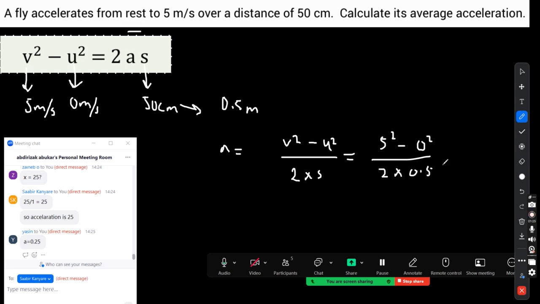Okay, we know that this would be 1, and then this obviously doesn't count, so 5 squared would be 25 divided by 1, so the answer, the acceleration, would be 25 meters per second squared. All right.